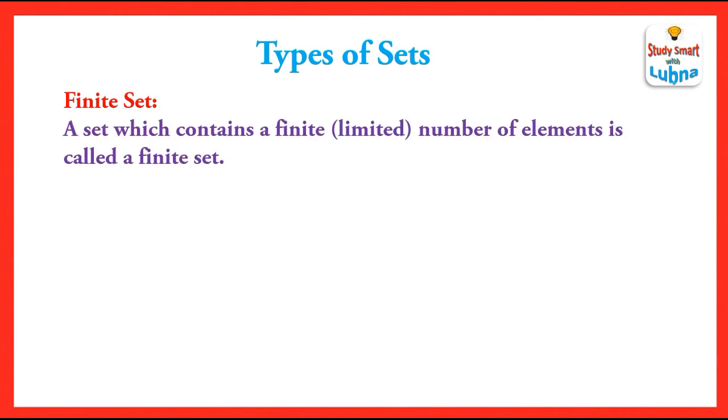Types of sets. Now we are going to discuss different types of sets. Number 1, finite sets. A set which contains a finite or limited number of elements is called a finite set. For example, here we have the set of the first 4 English letters A, B, C, D. Here the number of elements is 4, so it is an example of a finite set.